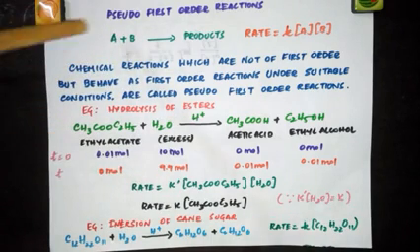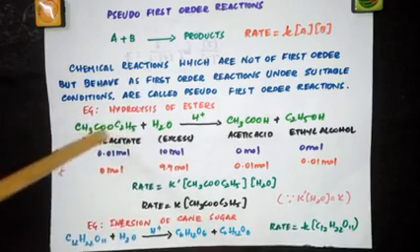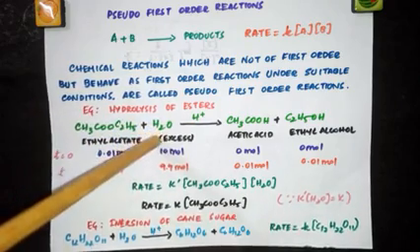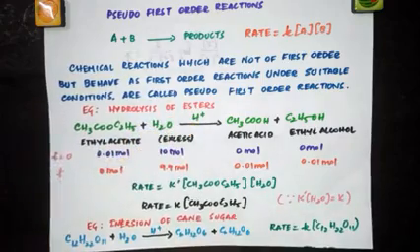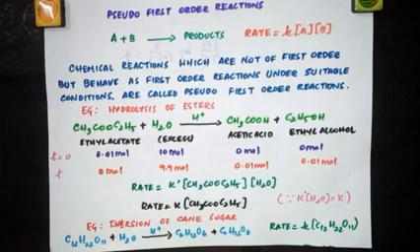A very good example of this pseudo first order reaction is hydrolysis of ester. When you treat an ester with water in the presence of an acid, see, ethyl acetate, this is an ester. COO is the functional group of ester. You're treating ethyl acetate with water in the presence of H+, and you're getting two products, acetic acid and ethyl alcohol.